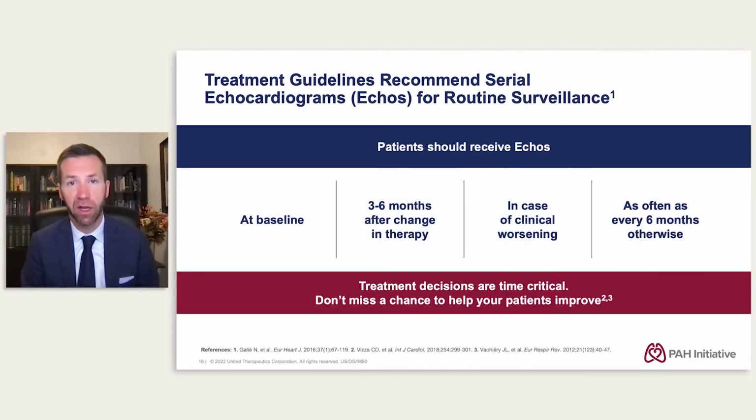Treatment guidelines recommend serial echocardiograms for routine surveillance. You get them at baseline. You likely should get it 3 to 6 months after changing or starting therapy. You should get it in the case of clinical worsening. And then there are many who do it even in stable patients every 6 months.